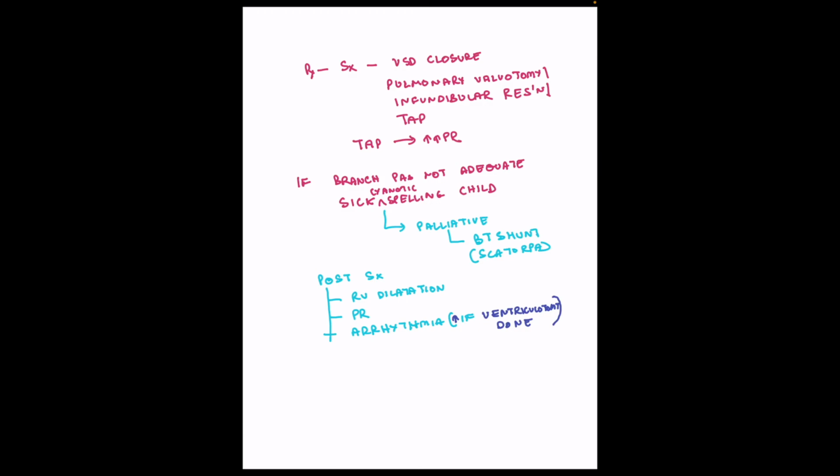If branch PAs are not adequate, or if the child is sick, spelling very badly, having very severe cyanotic spells, then palliative management in the form of a Blalock-Taussig shunt may be required. Blalock-Taussig shunt is done from the subclavian artery to the right pulmonary artery. Post-surgically also you have to follow up because complications are seen, like the RV will dilate, PR can occur as discussed due to transannular patch, and arrhythmias can occur more often if a ventriculotomy has been done.